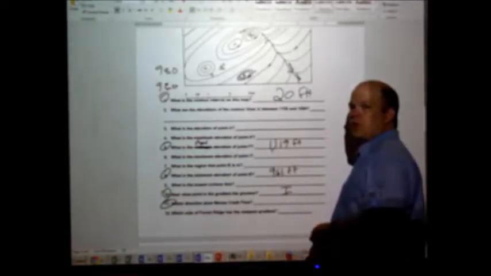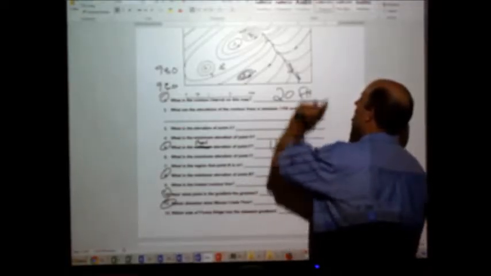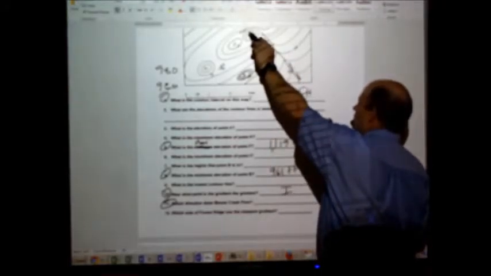Okay, well, gee, Mr. Perry, it flows downhill. Well, no, we need a cardinal direction: north, south, east, or west. North on this map is up, so if the contour lines are pointing to the northwest, that means the stream is flowing to the southeast, because that's the lower elevations. And which side of Forest Ridge has the steepest gradient? Well, gee, we already kind of did that one, and that would be on the northeast side. Northeast.